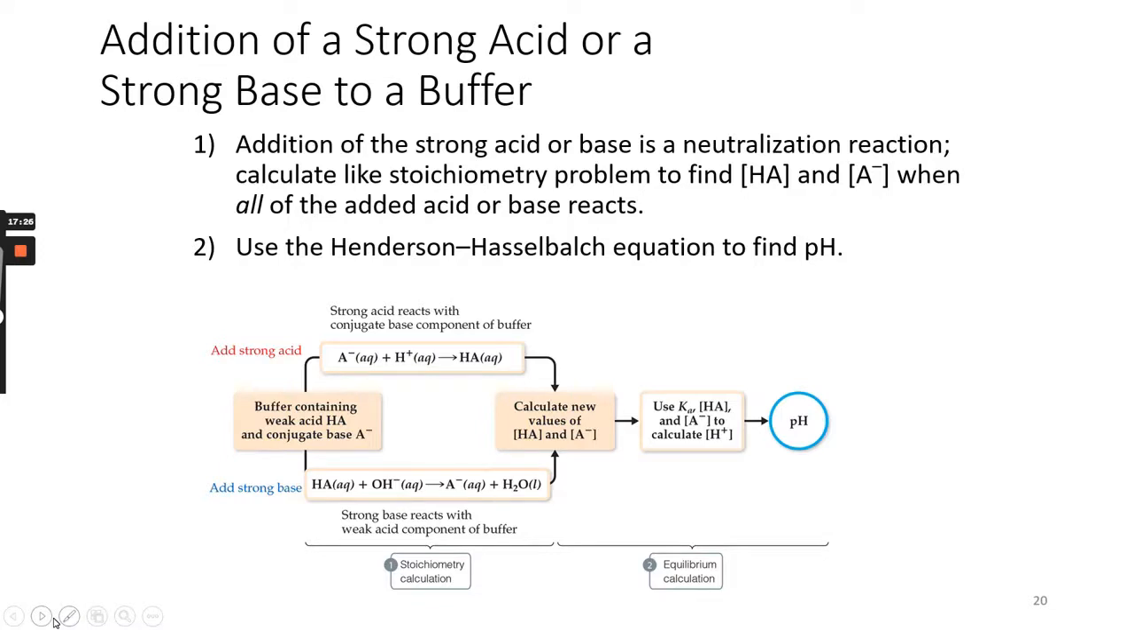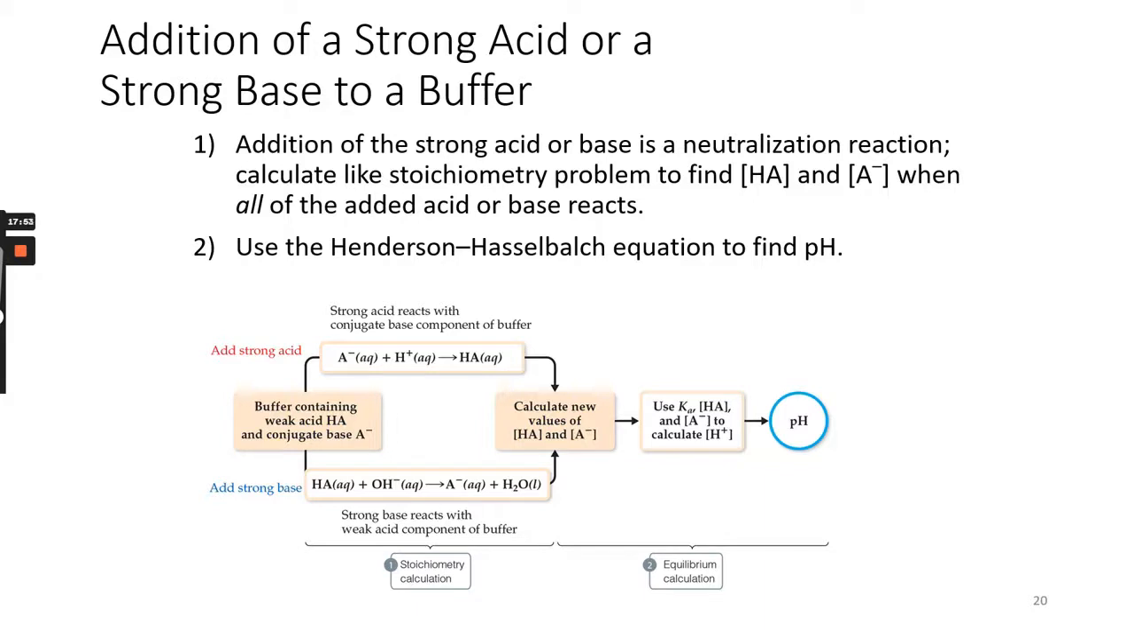So, the addition of a strong acid or a strong base to a buffer. When you add the strong acid or base, it is a neutralization reaction. You're going to calculate it like a stoichiometry problem to find your concentration of HA and your A minus when all of the added acids and bases react. And then you'll use your Henderson-Hasselbalch equation to find the pH.